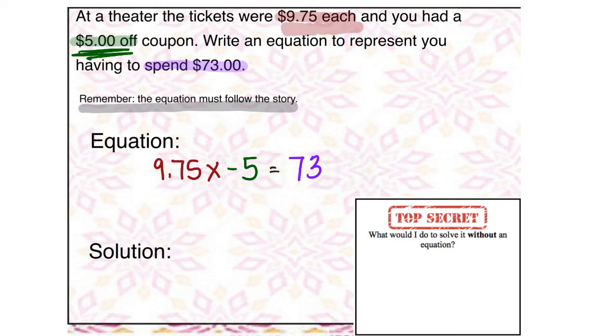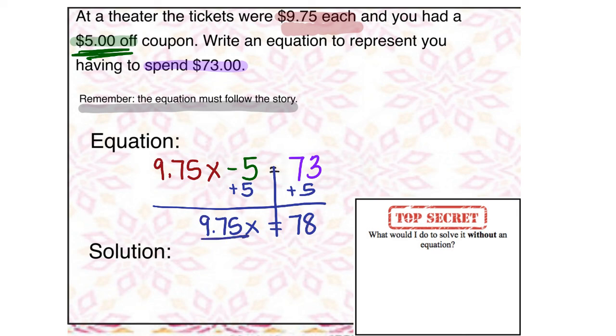Now what we get to do is we get to solve. Just like our previous problems, if they subtract 5, we're going to add 5. Add 5. And we get $9.75 per ticket. And before that $5 off coupon, it was $78. We now divide by $9.75. So when you do 78 divided by 9.75, what you get for your solution is you get 8. So you bought 8 tickets.